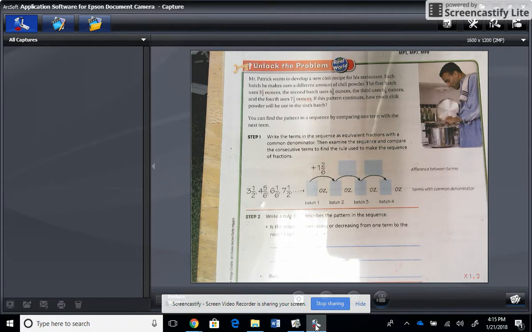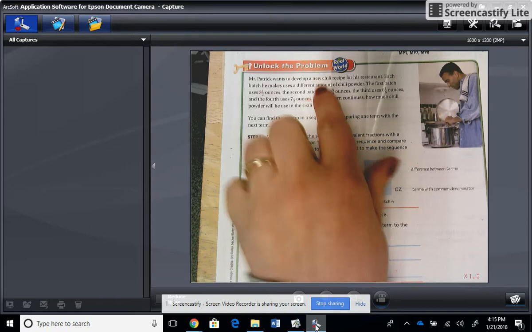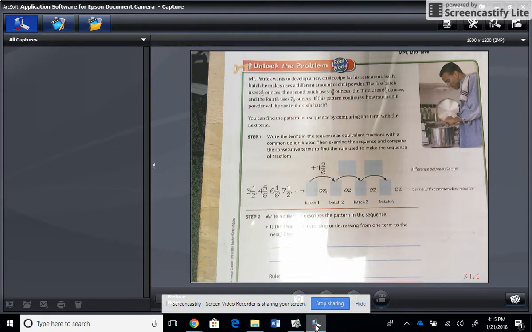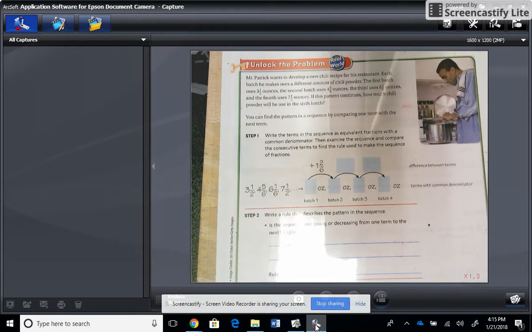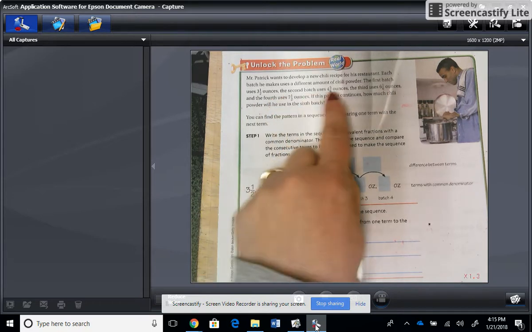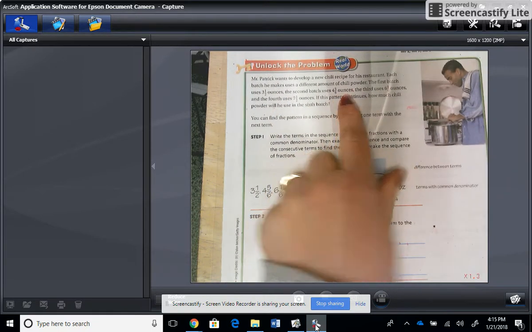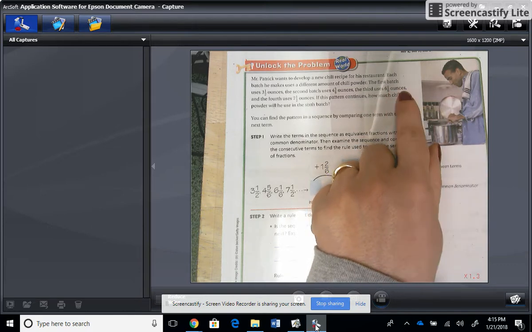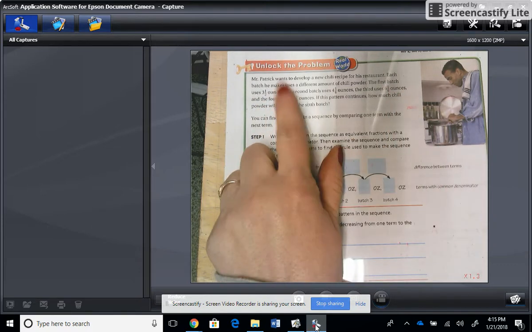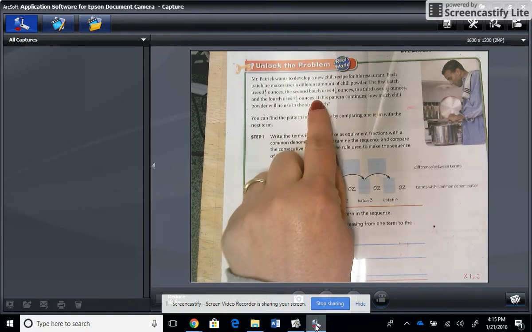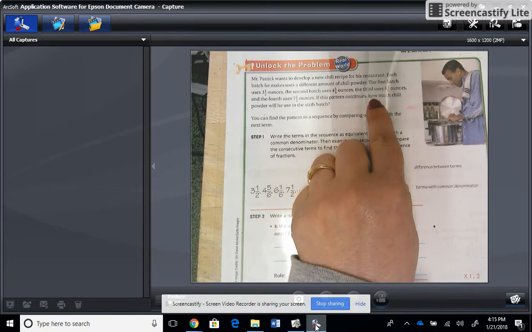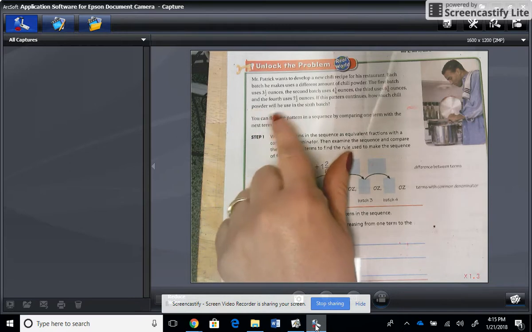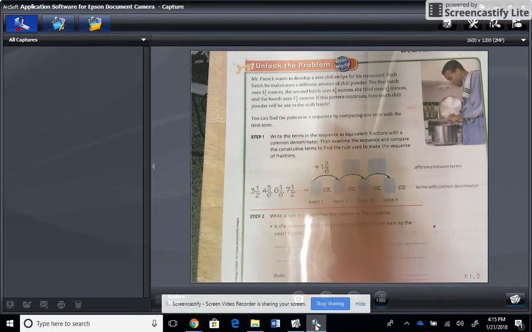So, Mr. Patrick wants to develop a new chili recipe for his restaurant. Each batch he makes uses different amounts of chili powder. The first batch uses 3.5 ounces. The second batch uses 4 5/6 ounces. The third batch uses 6 1/6 ounces, and the fourth batch uses 7.5. If this pattern continues, how much chili powder will he use in the sixth batch?